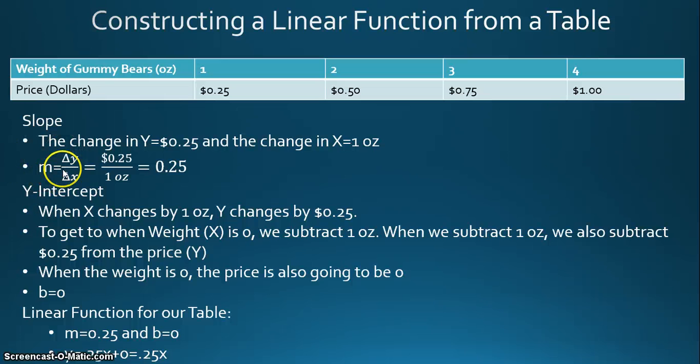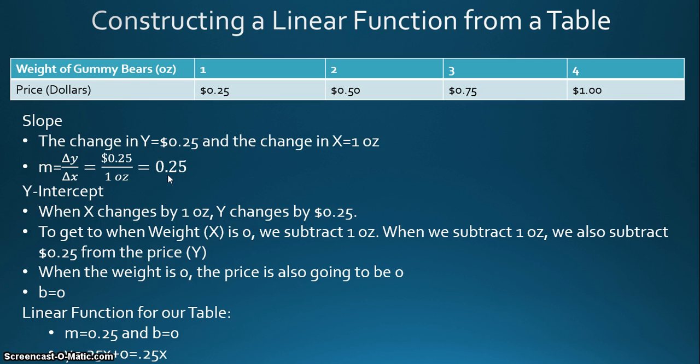So our slope is going to be delta y over delta x, or the change in y over the change in x, and the change in y is 25 cents, and the change in x is 1 ounce, and 25 cents divided by 1 ounce is equal to 0.25, because 0.25 divided by 1 is 0.25. So our slope is 0.25. So m is equal to 0.25.